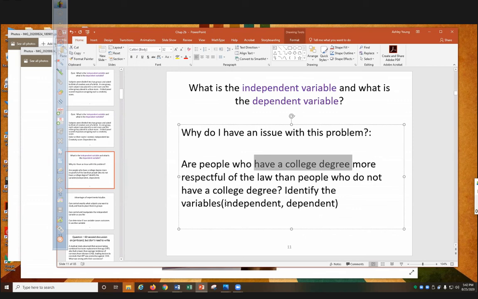In other words, a cause and an effect, if you did an experiment. If you just observed, and I'm guessing they just observed people and saw whether or not they had a college degree and whether or not they were respectful of the law, then you could say, well, it does seem like people who have a college degree tend to be more respectful of the law. But you can't say that one causes the other one. It might be that people who respect the law happen to be more likely to get a college degree. Do you see what I'm saying?